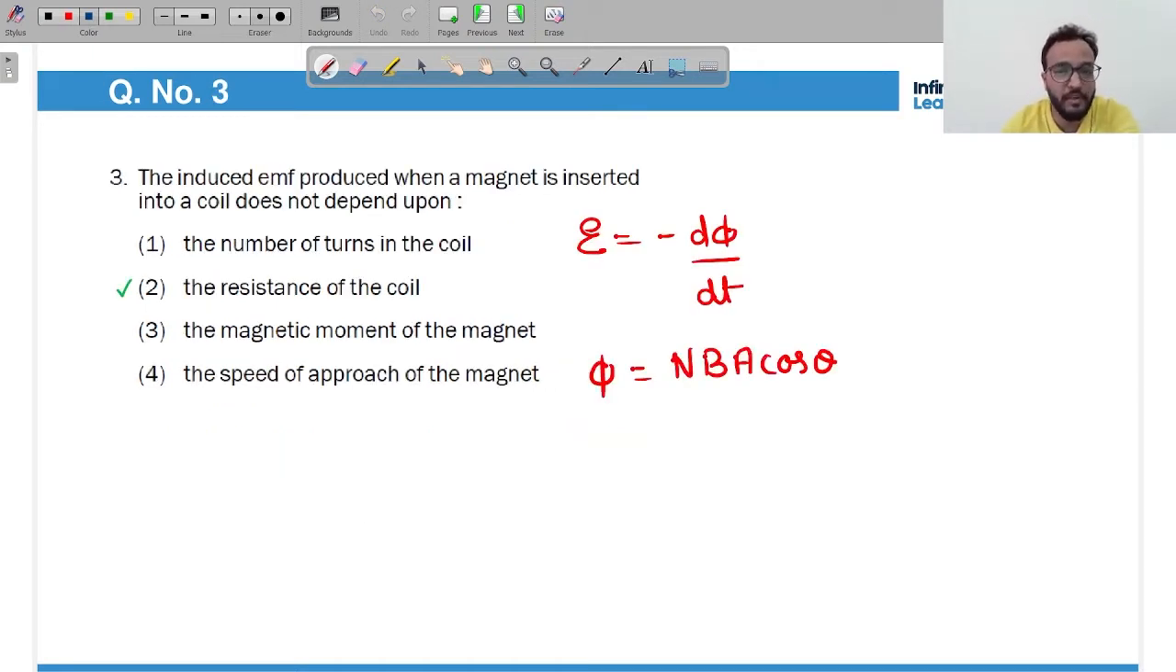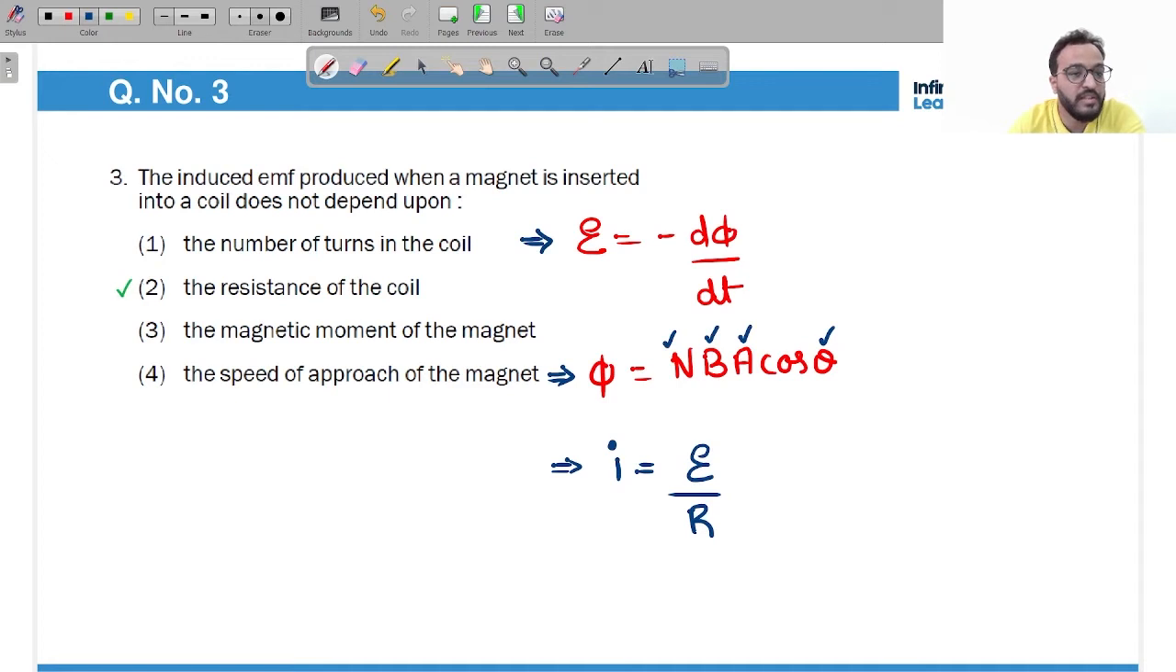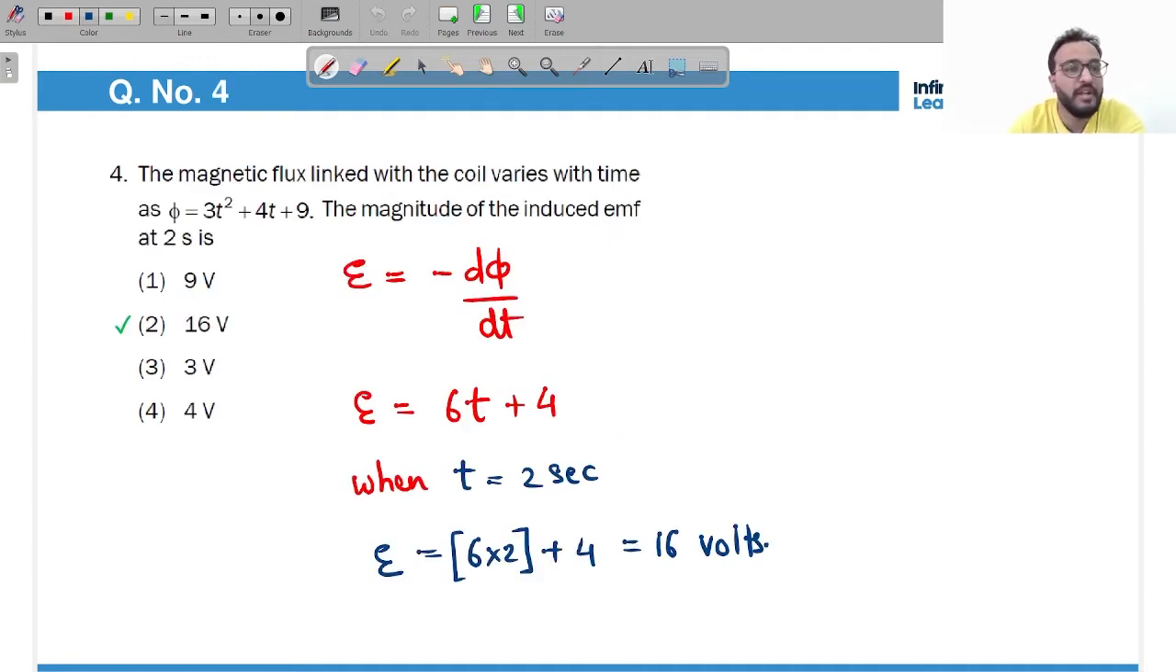Now let's come to the third question. The induced EMF produced when a magnet is inserted into a coil does not depend upon. See, induced EMF is actually the rate of change of flux, and flux is NBA cos theta. It depends upon the number of turns, magnetic field, area of the coil, and the angle of the magnetic field with the area vector. But it does not depend upon the resistance, right? Current though definitely depends upon the resistance. It is EMF induced upon resistance. But the induced EMF does not depend. So the resistance of the coil is the factor on which the induced EMF does not depend.